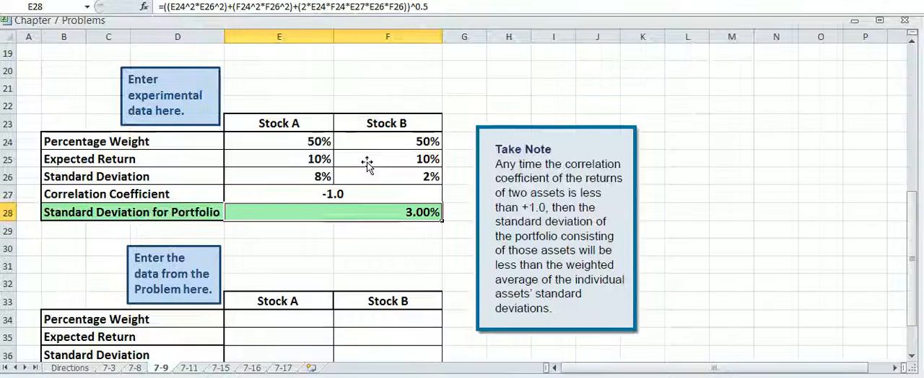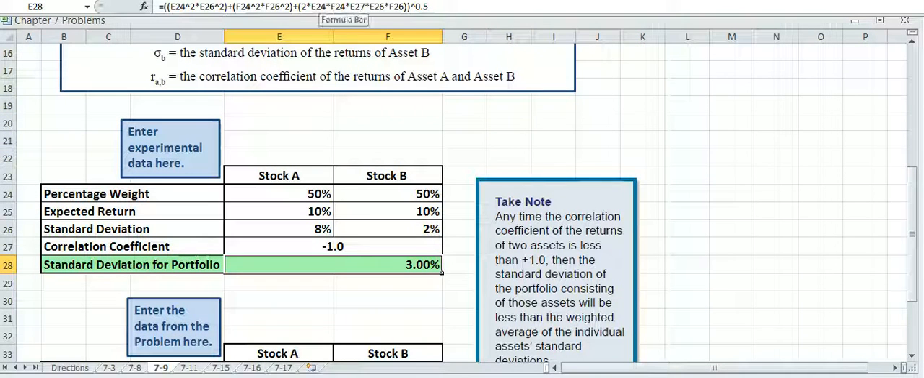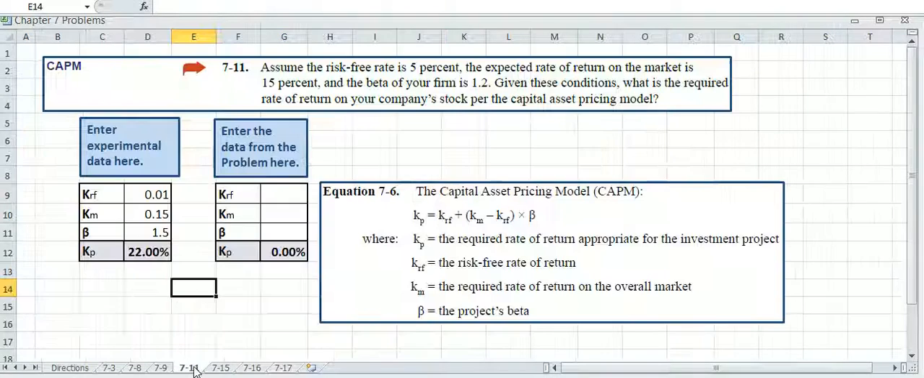And I just want to remind you, try not to delete or clear the contents of these shaded cells, because that's where your formulas are. And if you do really mess up the spreadsheet that you're working on, you can always just go back to your assignment page and download it again and just start over. Okay, let's jump back to problem 7.11 and just look at this.